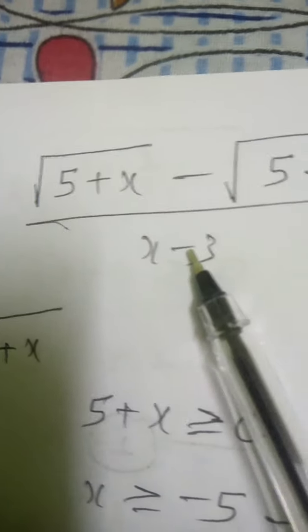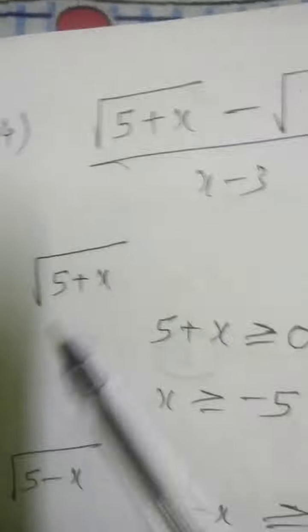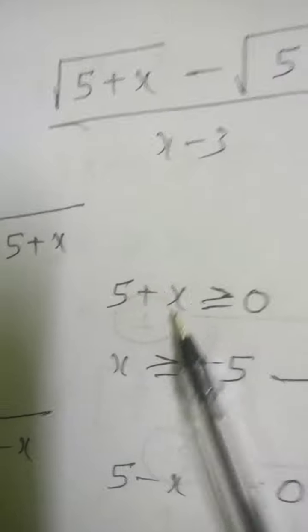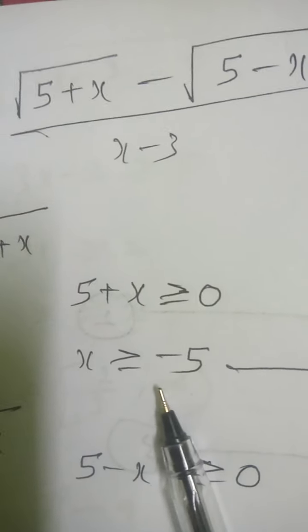Next question is root 5 plus x minus root 5 minus x by x minus 3. Separately, I will consider root 5 plus x. 5 plus x is greater than or equal to 0. x is greater than or equal to minus 5. Take it as equation 1.